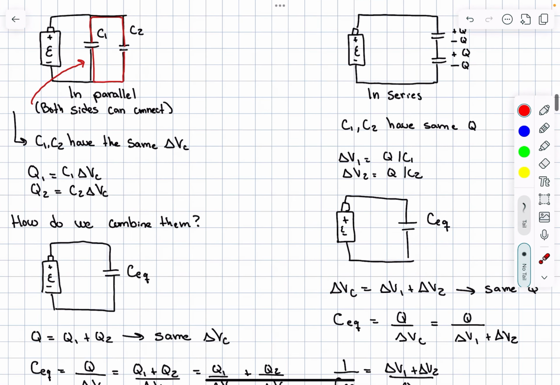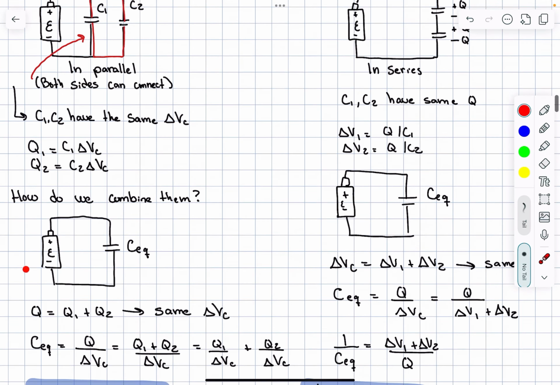What we then want to do is figure out a way to combine them into something we call an equivalent capacitance. So it's essentially being like, okay, they have separate capacitances. What if we can combine them such that they act as though there's only one capacitor there? And that kind of simplifies our problems. So we're going to define this term C equivalent.